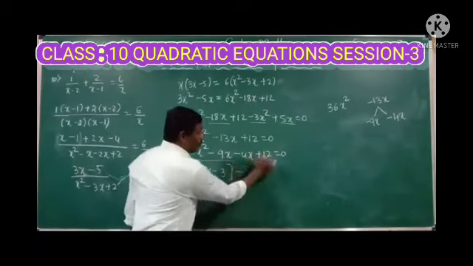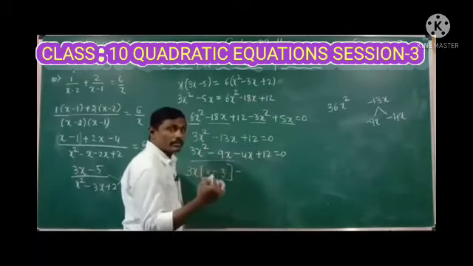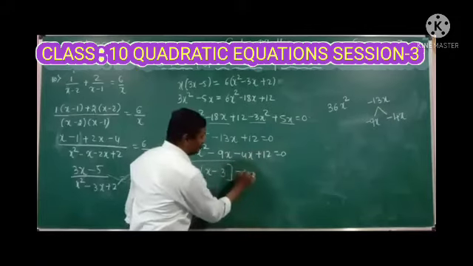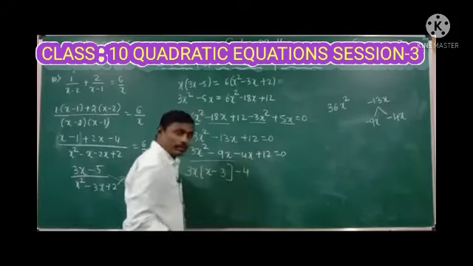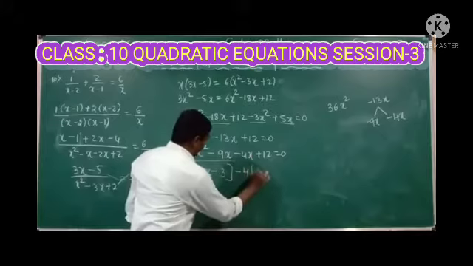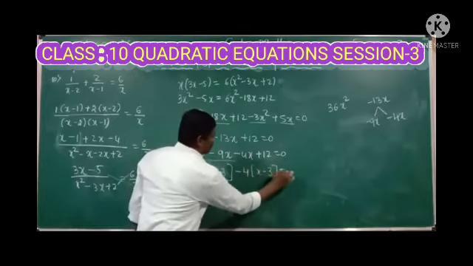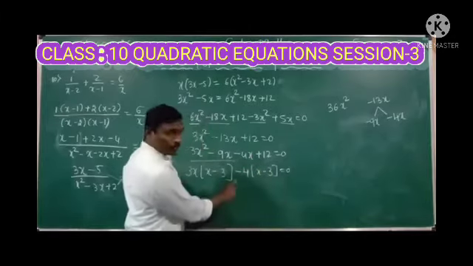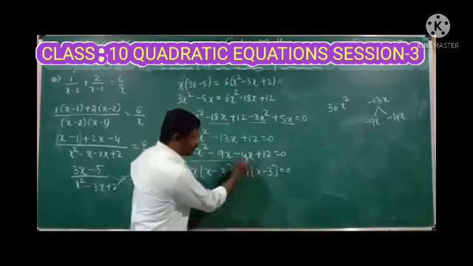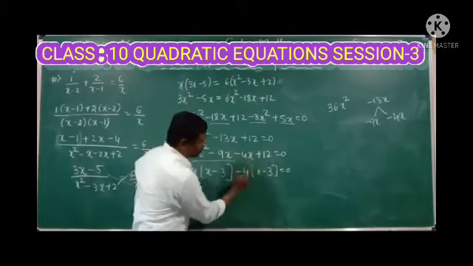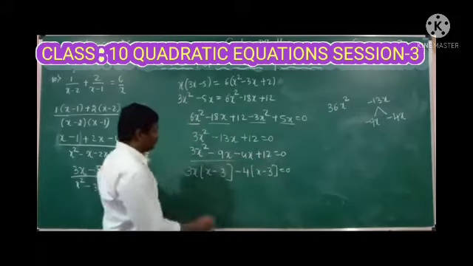Again, here 4 and 12 are multiples of 4, so we can easily take 4 as a common factor. So x minus 3 is equal to 0. Just multiply once again here. Minus 4 into x, minus 4x, minus into minus, plus, 4 3s are 12.